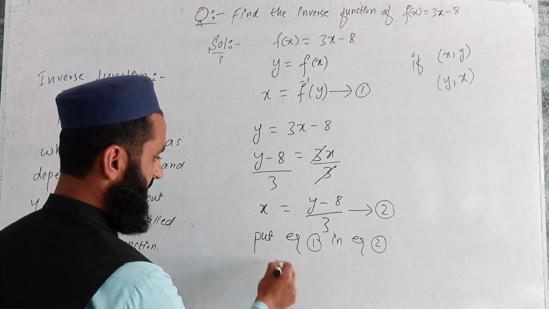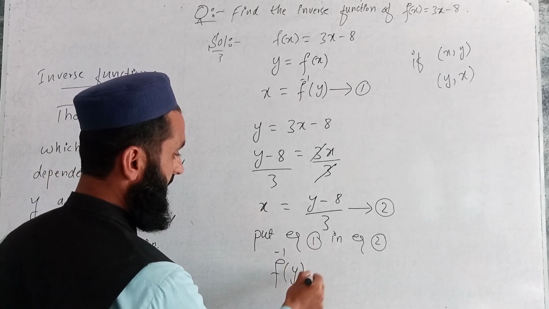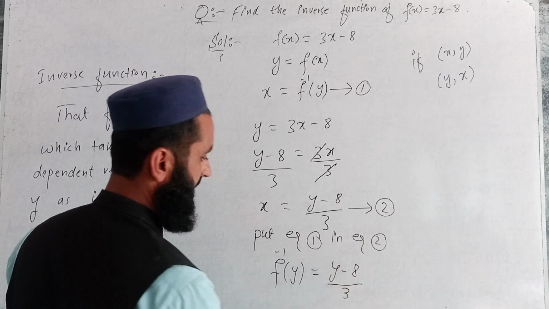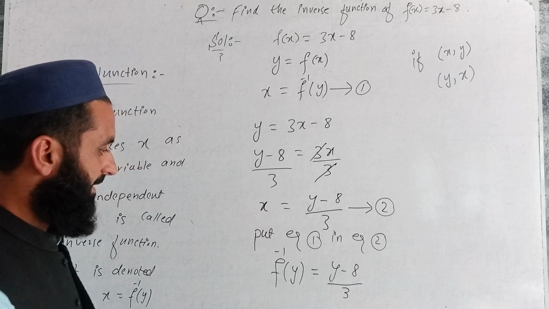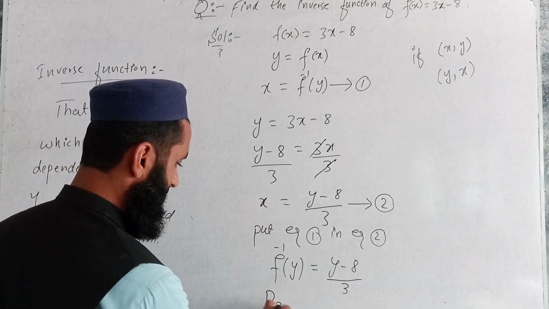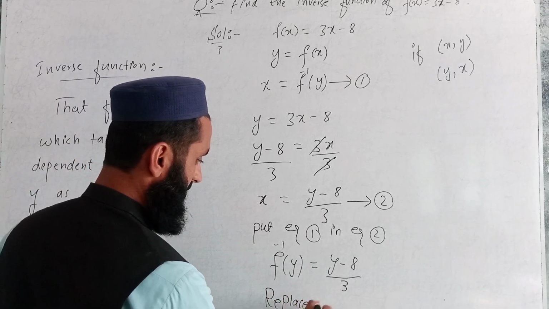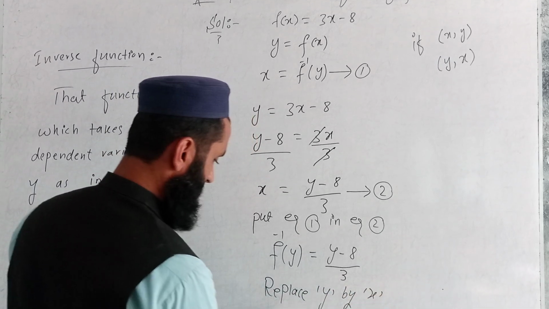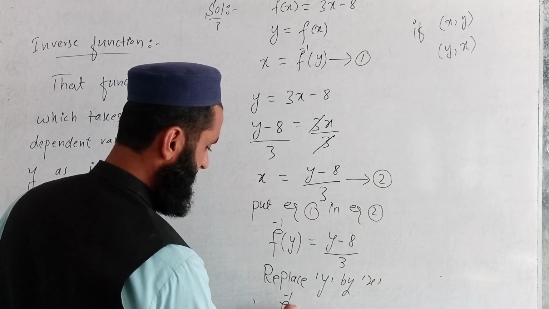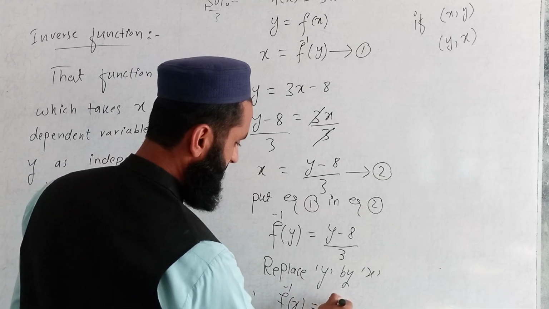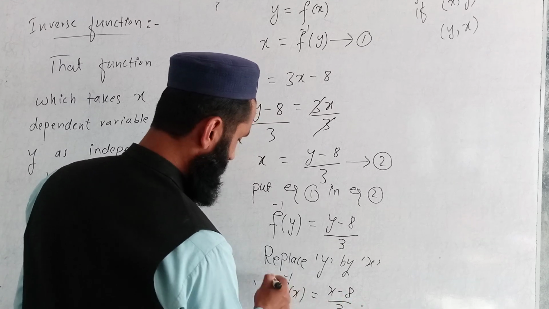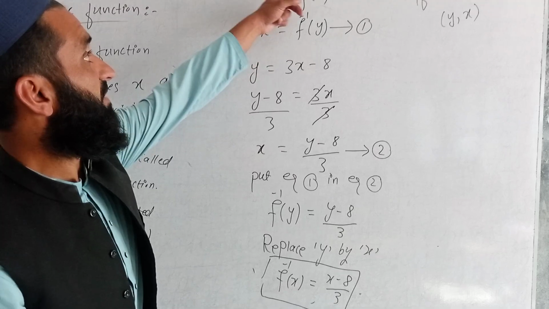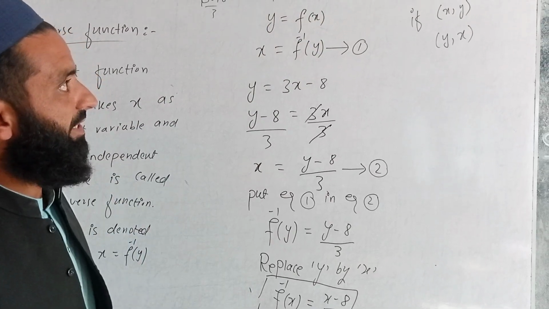So f⁻¹(y) = (y - 8)/3. Now replace y by x. So f⁻¹(x) = (x - 8)/3 is the required inverse function of the function f(x) = 3x - 8.